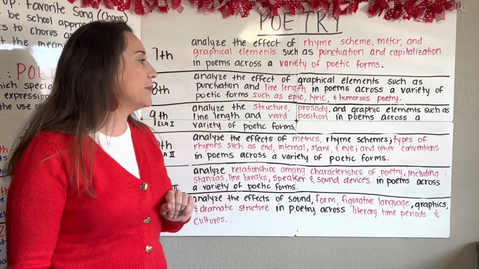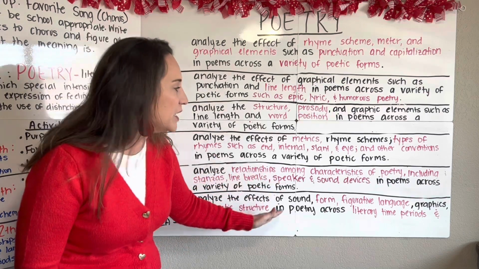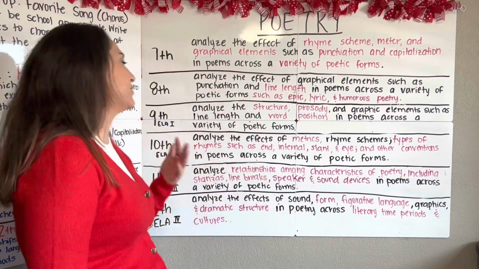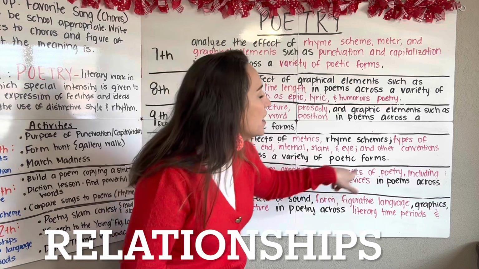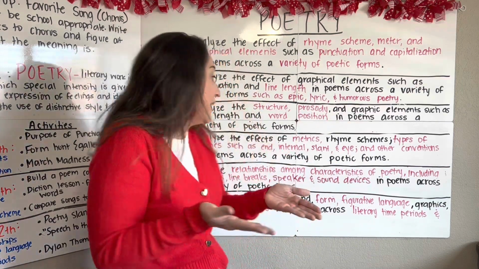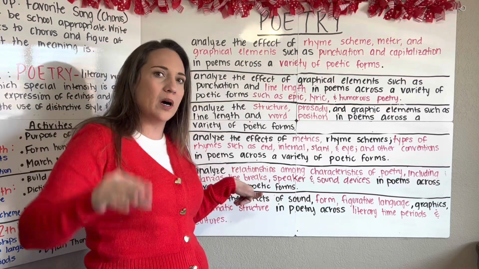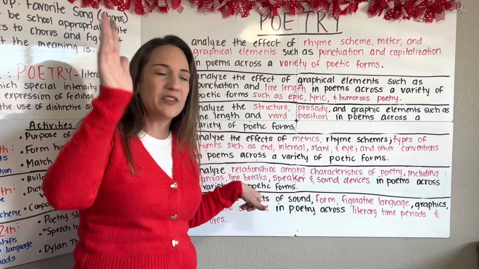Analyze relationships among characteristics of poetry, including stanzas, line breaks, speaker, and sound devices in poems across a variety of poets. Look at these relationships among the characteristics of poetry, okay? So you have to be comparing poetry. Stanzas, okay? How many stanzas and what kind of impact does that have on the poem?